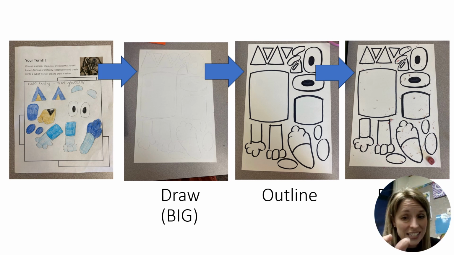You don't want teeny tiny little pieces. If they are any smaller than your thumb, we've got some problems, okay? You want nice big pieces. After you're done drawing, you're going to outline and erase. And that's where we're going to stop today. We are not going to do any oil pastels. That'll be for next time.